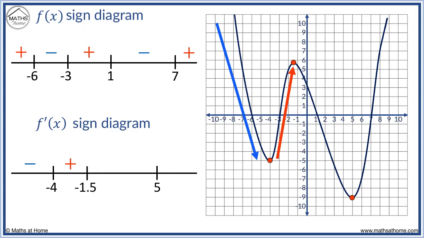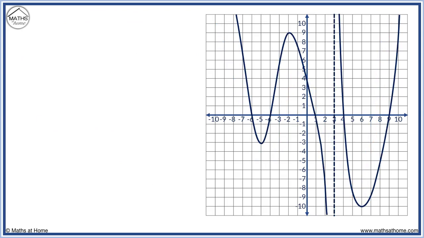From -1.5 to 5, we are decreasing, so negative, and after 5, we increase, so positive. This is the f-dash-x sign diagram. Here is another function which contains an asymptote marked with a dotted line. These asymptotes need to be marked on a sign diagram.